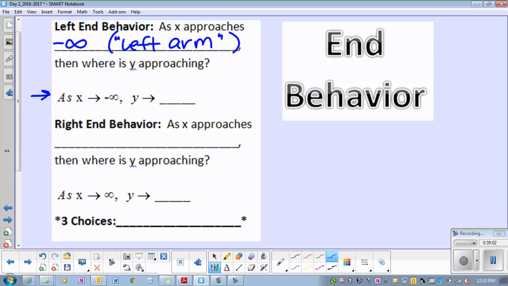How do we remember which arm they're talking about? Well, if you're walking on the x-axis and you want to go towards negative infinity, which way do you have to walk? To the left. That's why you know that they're talking about the left arm. Then they're asking you what the y value is doing. You're going to say it's either going up to infinity, or it's going down to negative infinity.